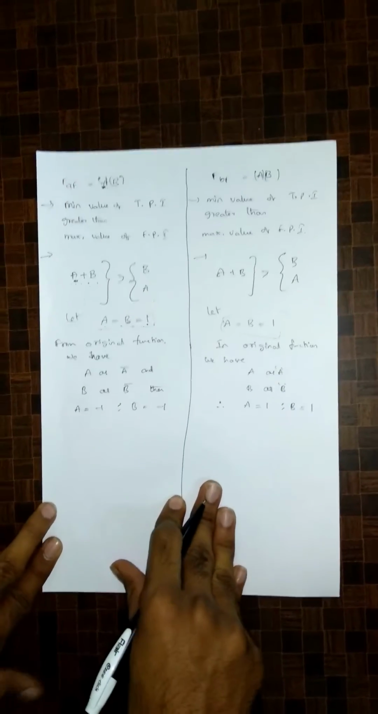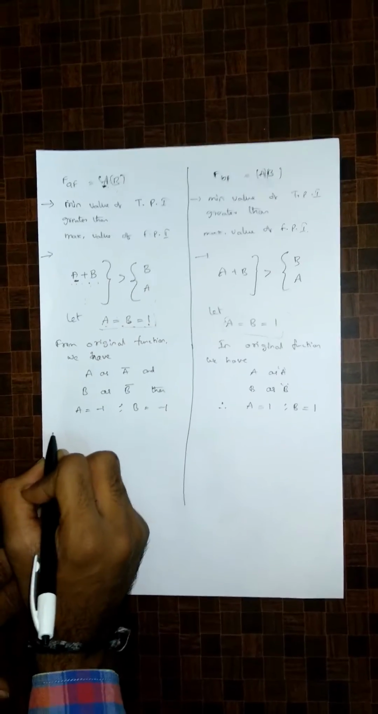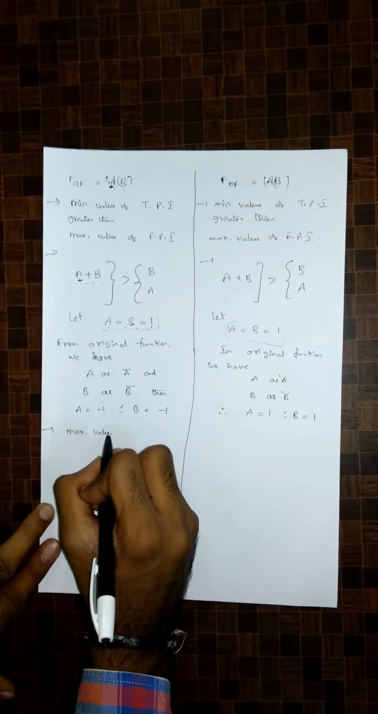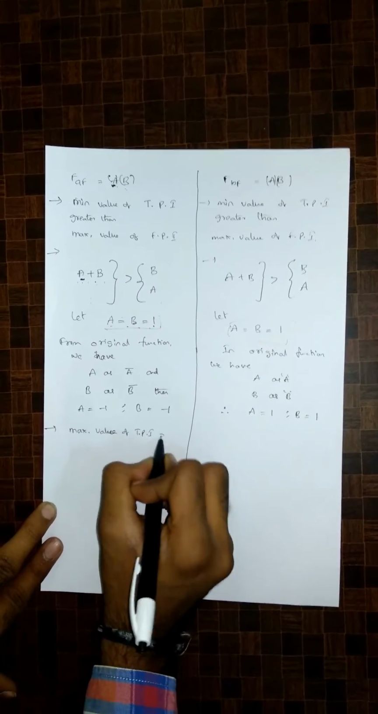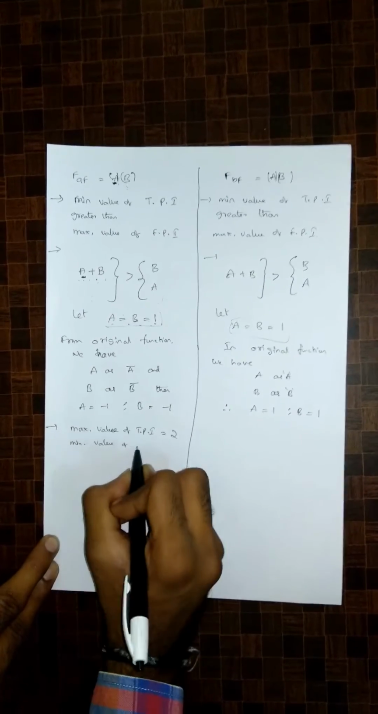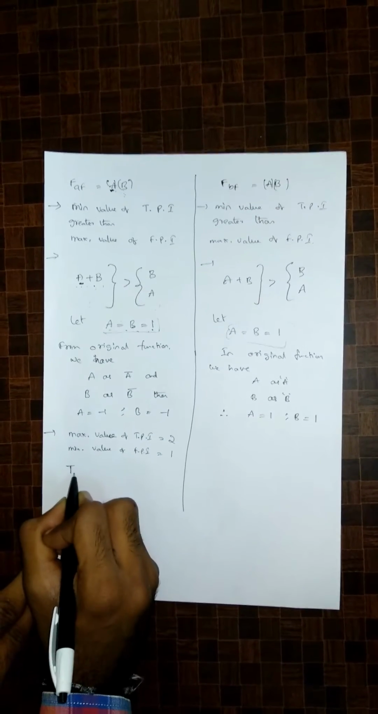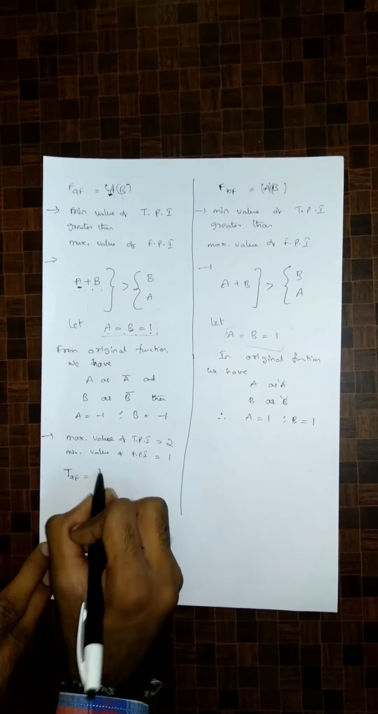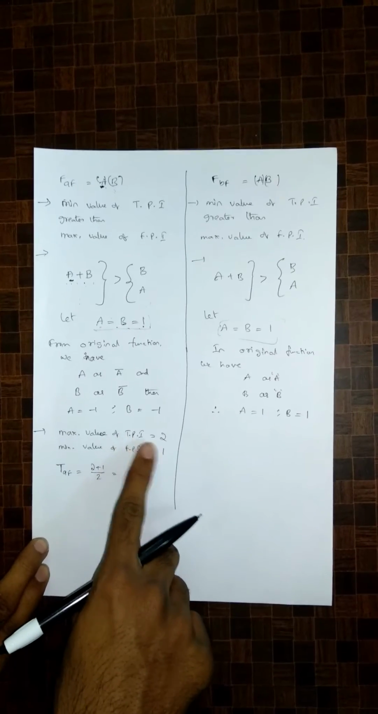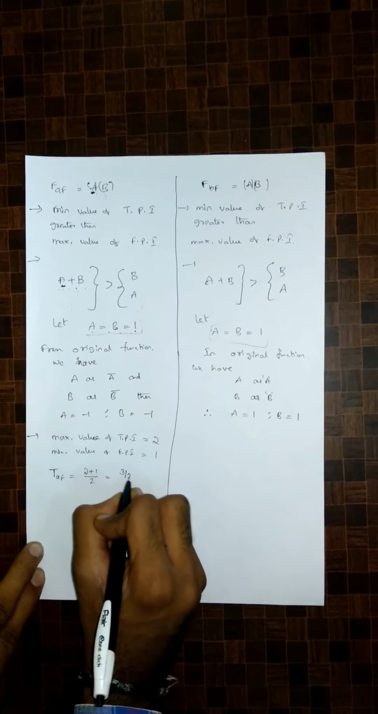Now we must calculate the threshold gate value, that is the T value. For calculating the T value, we must have the maximum value of true prime implicants, which is 2, and the minimum value of false prime implicants, which is 1. So the threshold value TAF is equal to (2 plus 1) by 2, that is the mean of the maximum value of T.P.I and the minimum value of F.P.I. That is equal to 3 by 2.